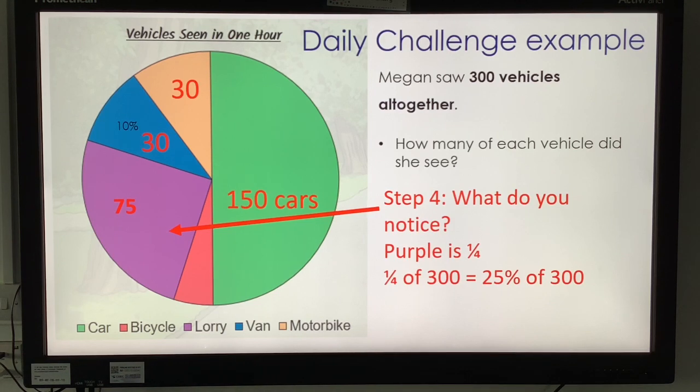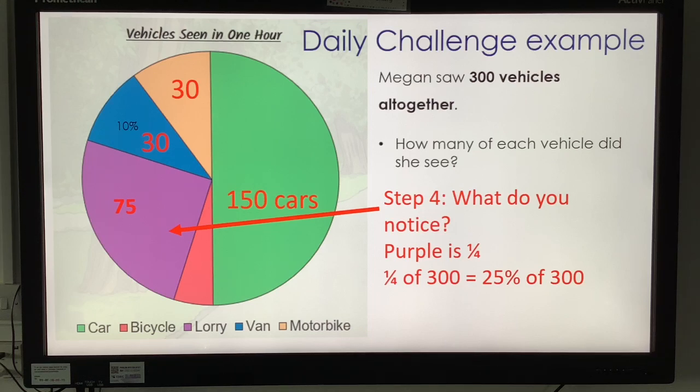Now, if you know what 50% is, you can just half that again to find your 25% or your quarter. And a quarter of 300 is 25% of 300. And 25% of 300 is 75. Again, you could halve 50, or you could have used your bubble method if you like, but halving 50 is the quickest way. So we have found so much information there just for looking for clues.